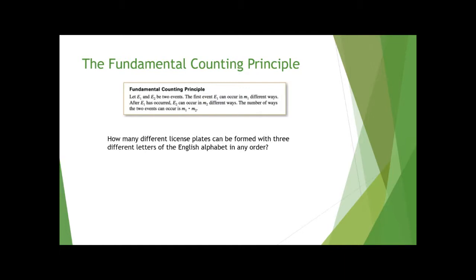So if you are looking at two things happening and you want to count all the possibilities that those two things can happen, you multiply the total ways for each. And this can be extended to more than two events. With an example here, how many different license plates can be formed with 3 different letters of the English alphabet in any order? So how many possible combinations of license plates from 3 letters?